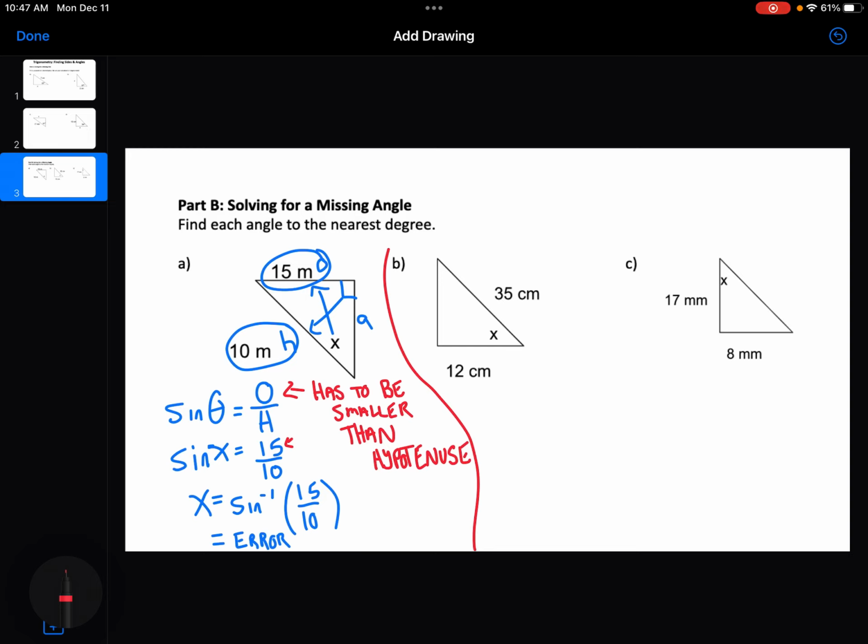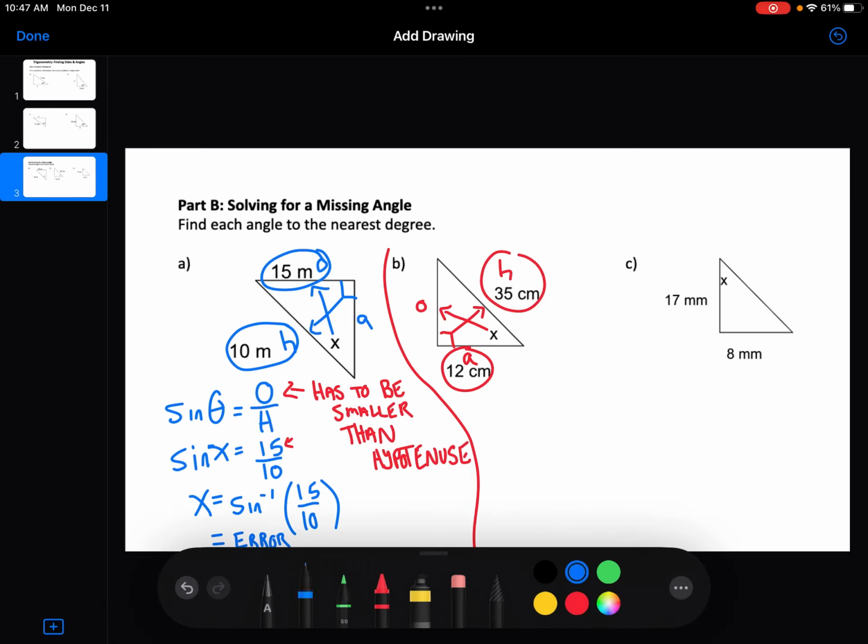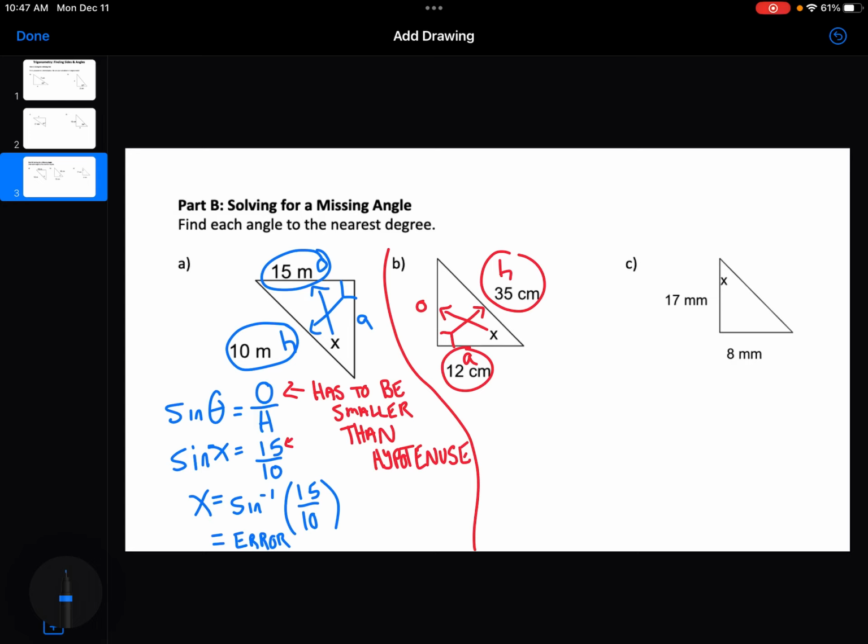Okay, when we look at this next one, we've got hypotenuse here, opposite and adjacent. We're dealing with adjacent and hypotenuse. I'm going to go back to blue just so our answers are always the same. So adjacent and hypotenuse is going to be cos. So we're gonna have cos theta equals adjacent over hypotenuse. We're gonna sub everything in. Cos x equals 12 over 35.